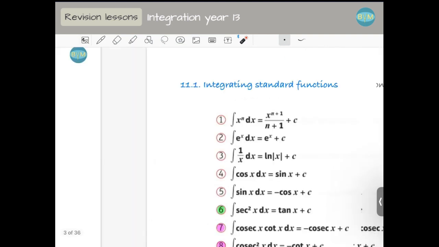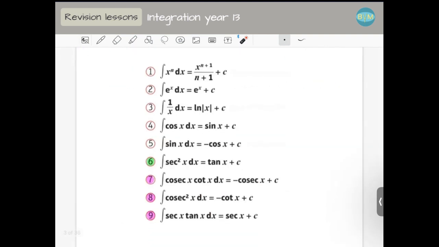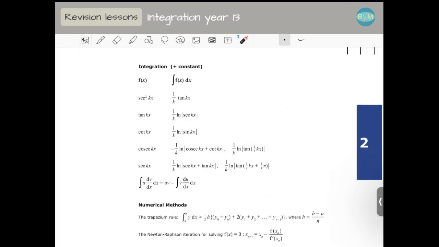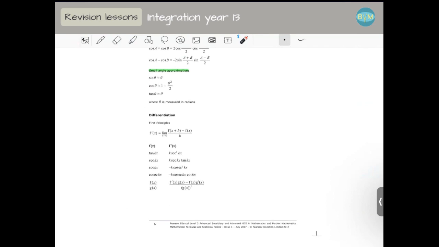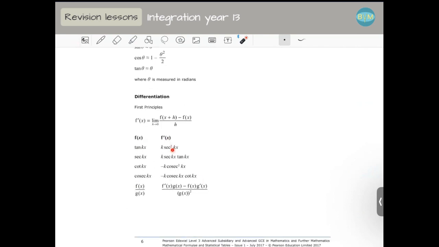You have a list in your formula booklets in all of them on the functions that you can integrate, or I'm going to show you just for a second the Edexcel one. You have the integration list, but if you go previous page, and that happens with the AQA and the OCR, you have the differentiation list. So keep an eye on both, because sometimes with the differentiation list, you can integrate something that maybe is not in the integration list. It's just a quick note.